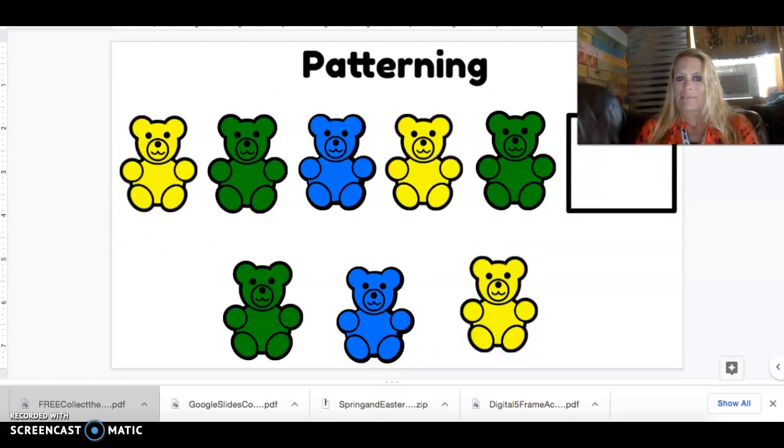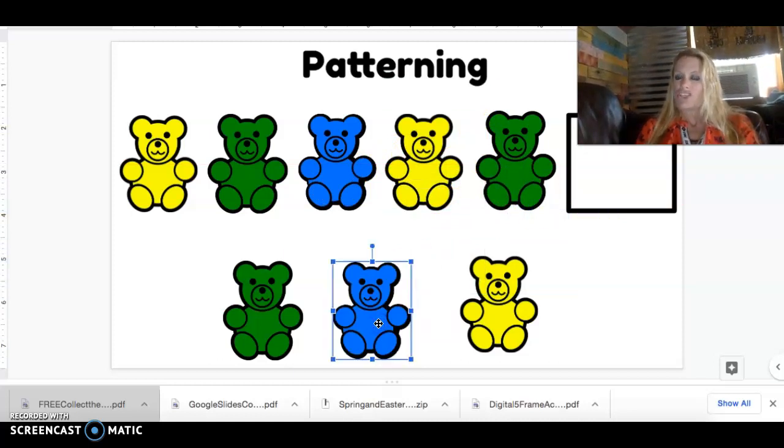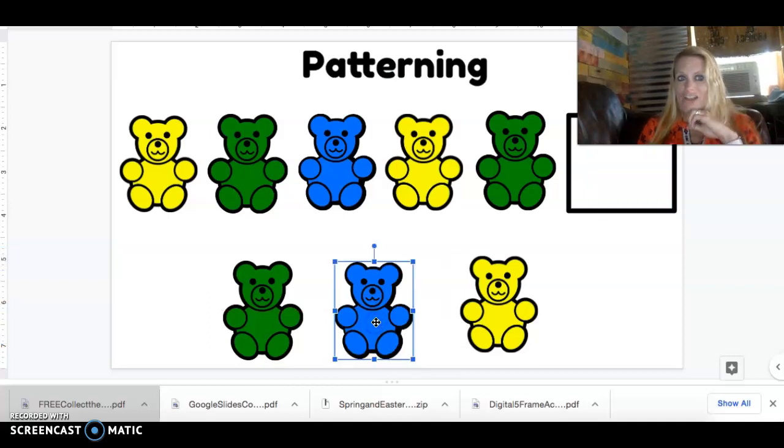Let's look at this ABC pattern. Yellow, green, blue, yellow, green, blue. ABC pattern. Could you make your own ABC pattern? So I want you to get 3 different colors, and I want you to just draw a circle on each one. So you can pick your 3 favorite colors of your crayons, and I want you to make an ABC pattern with those. So it would be the first color, yellow, green, blue, yellow, green, blue. Can you do that for me? And then let me see it so you can share it with me.